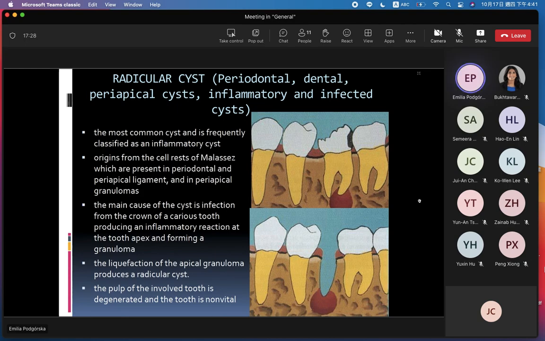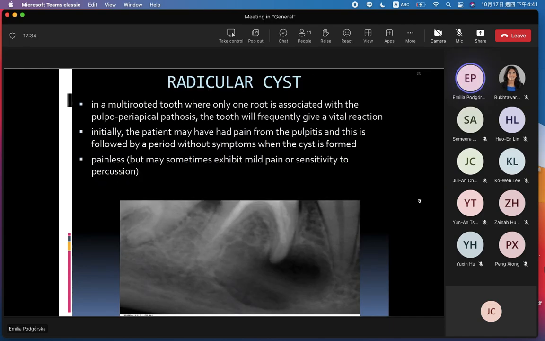The pulp of the involved tooth is degenerated and the tooth is non-vital. In a multi-rooted tooth where only one root is associated with the pulpo-periapical pathosis, the tooth will frequently give a vital reaction. Initially, the patient may have had pain from the pulpitis, and this is followed by a period without symptoms when the cyst is formed. It's also usually painless, but sometimes the patient may experience mild pain or sensitivity to percussion.